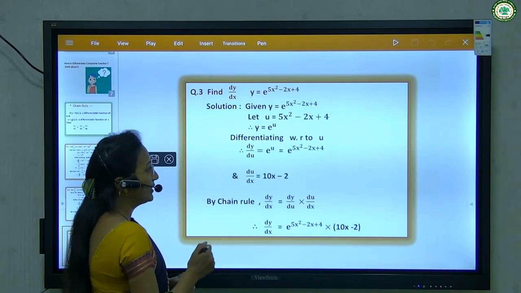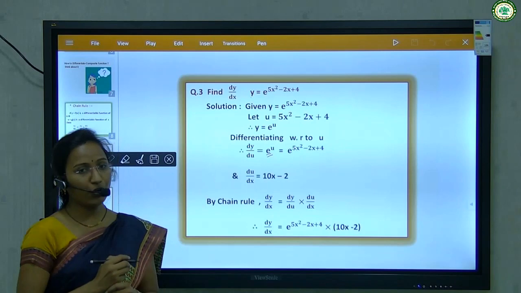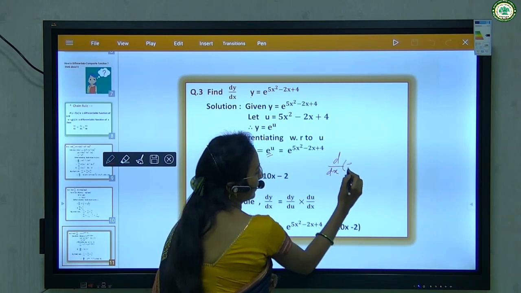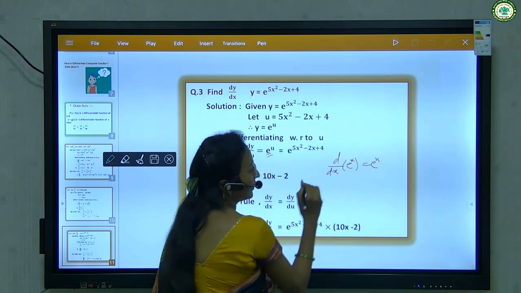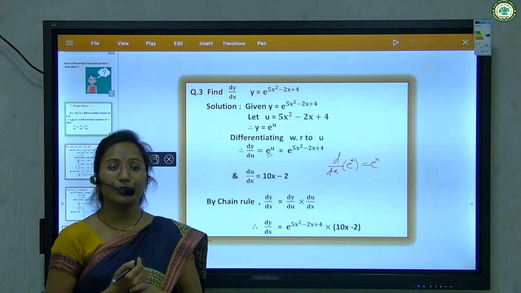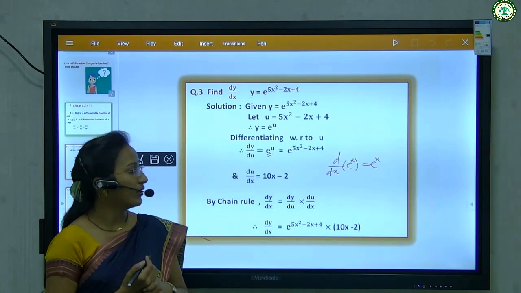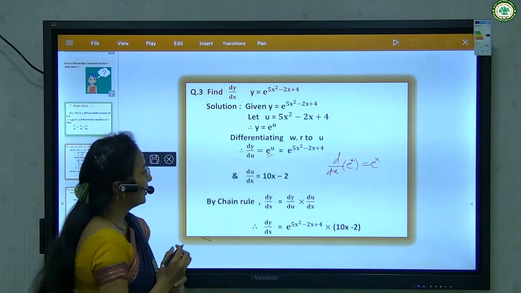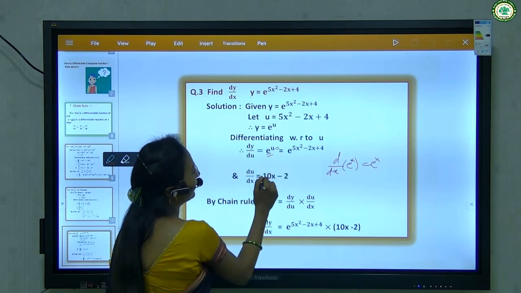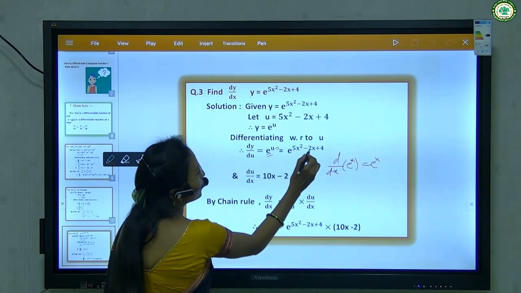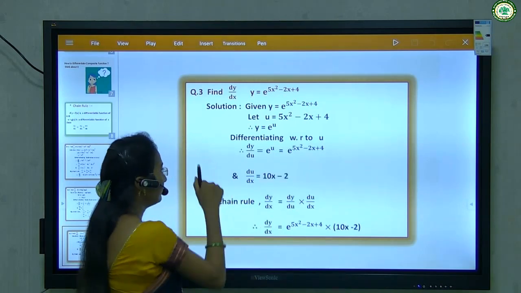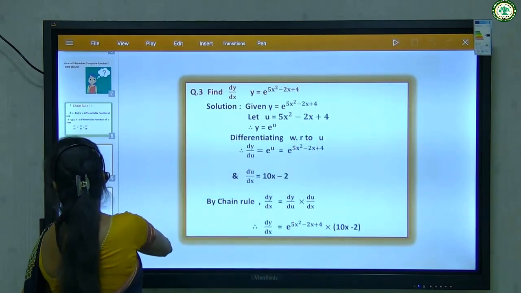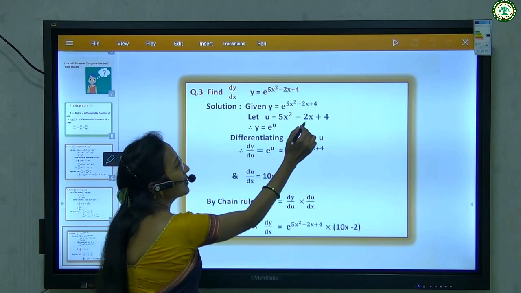Therefore, the derivative of y with respect to u is dy upon du is equal to the derivative of e raised to u with respect to u, which is e raised to u, because we know that the derivative of e raised to x is e raised to x. E raised to x is a standard function and the derivative of e raised to x with respect to x is e raised to x. Therefore, the derivative of e raised to u with respect to u is e raised to u. Now put the value of u here, we get e raised to 5x square minus twice x plus 4. But our u is 5x square minus twice x plus 4.